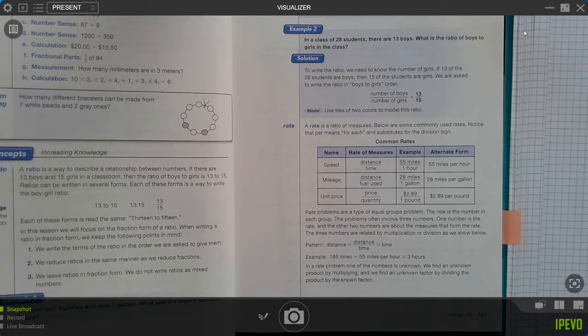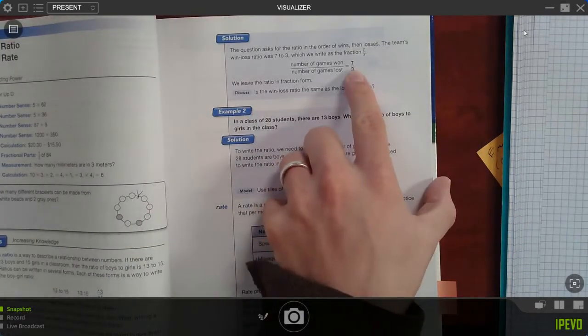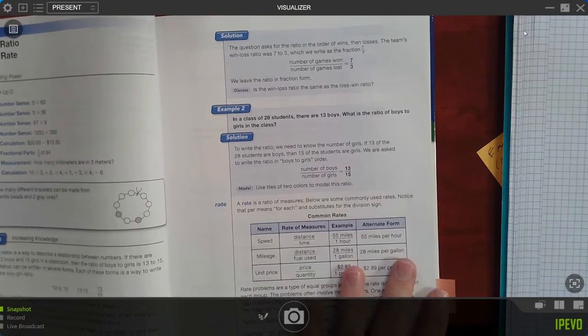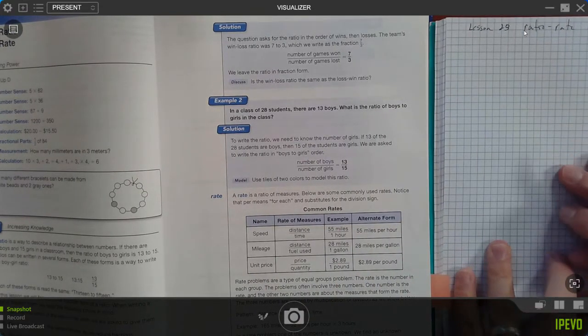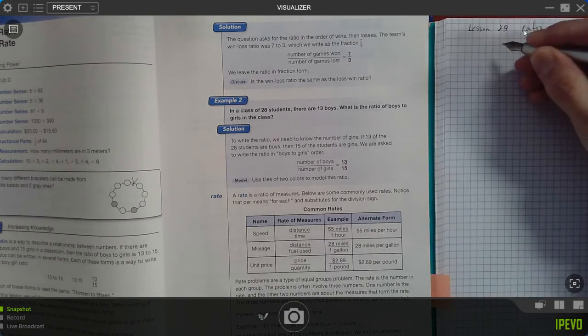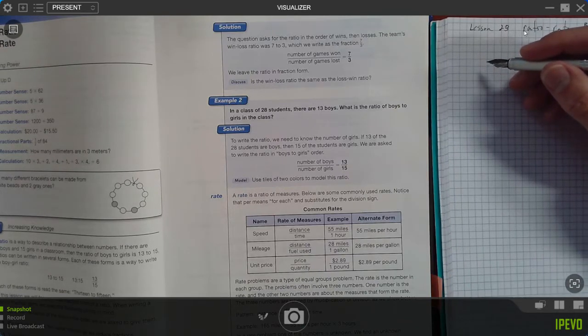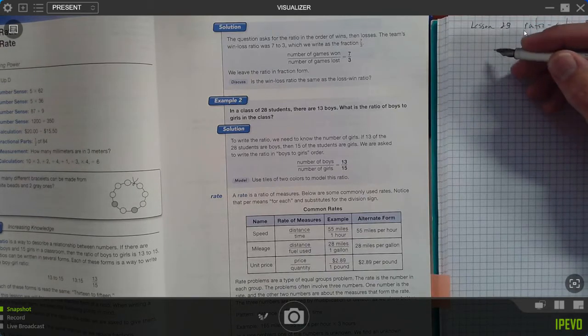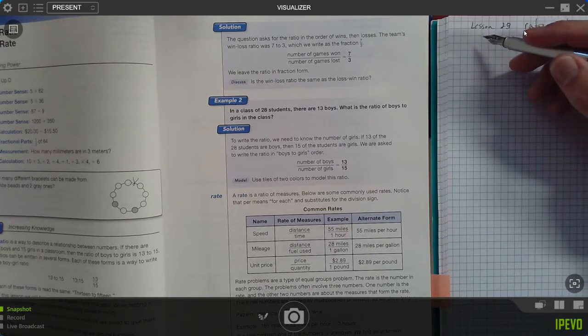A team lost 3 games and won 7 games. What was the team's win-loss ratio? Games won, 7, lost 3, 7/3. And then if we wanted to turn that into a fraction to give us, say, the percent that they won, you would divide it, and you would get 2.3. So if you're playing a game like Call of Duty or something like that, that would be your KDA, kill death ratio, the same sort of deal.